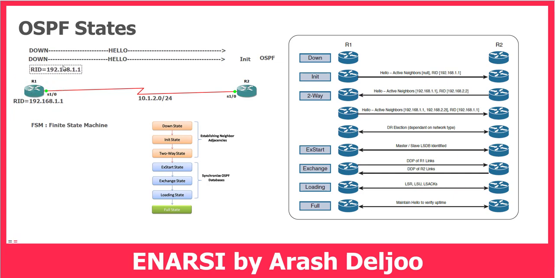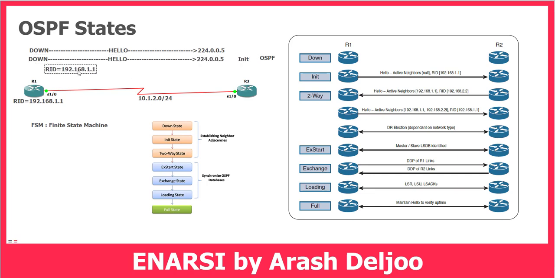Let me show you. This is the hello of router 1 received from router 2. You know that the destination IP of each hello is 224.0.0.5. Also here we have the same destination IP again, 224.0.0.5. After that, router 2 should send its hello packets.